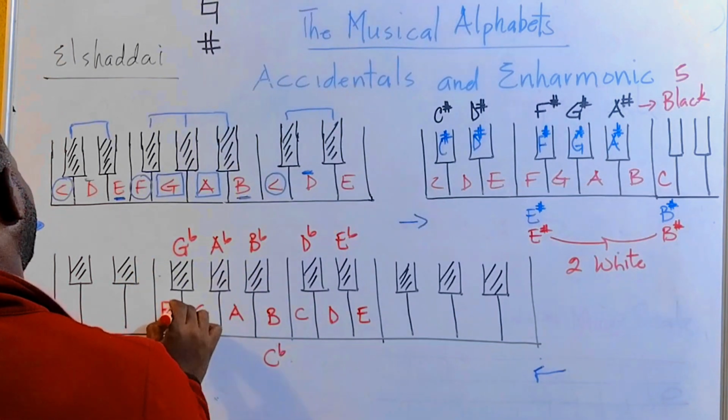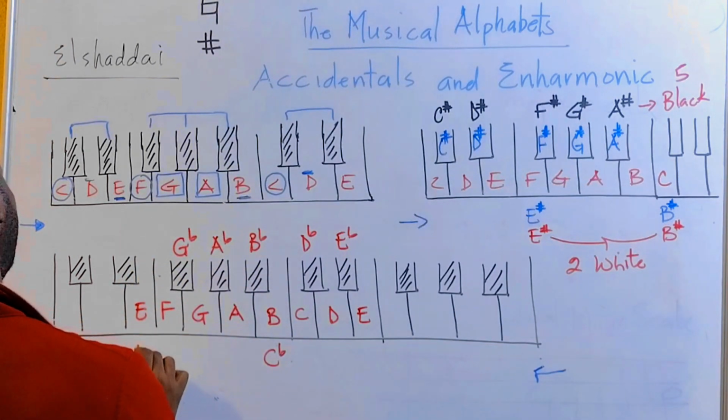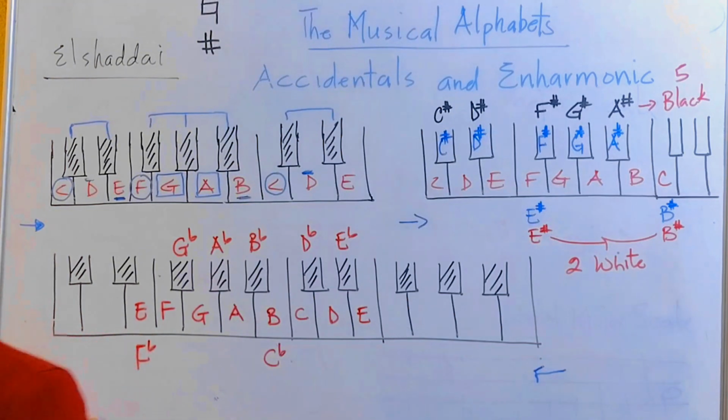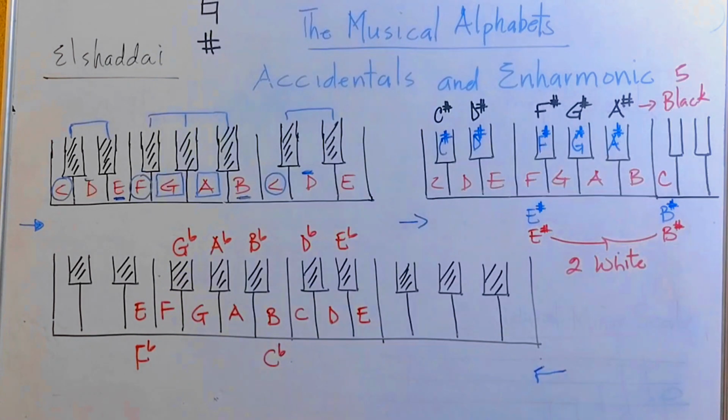We're going to have F. We're going to have E, we're going to have F flat. This is F flat. So we have a similar situation to the sharp, but this time around it's a little different. We have 5 black flats and 2 white flats.